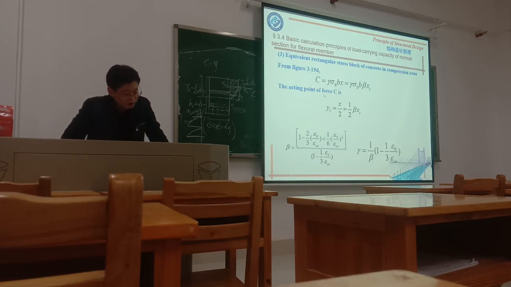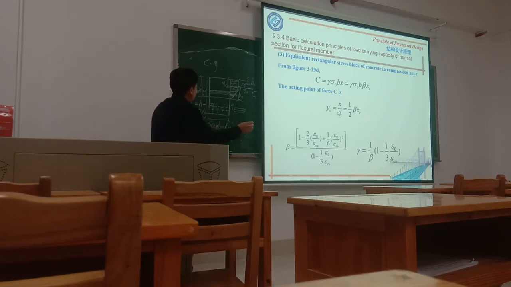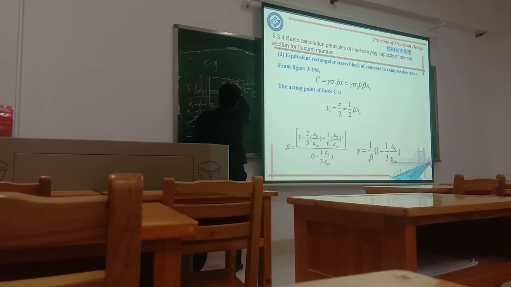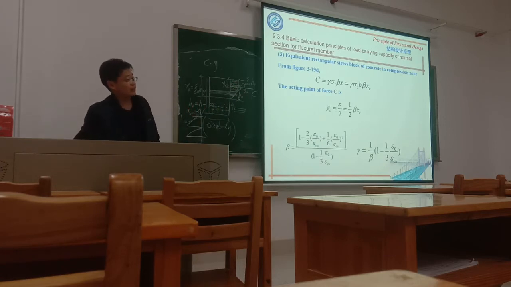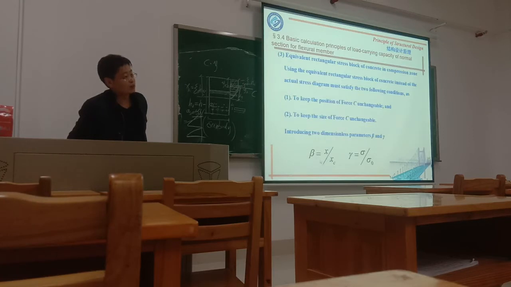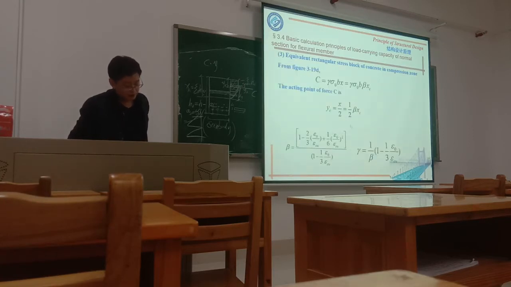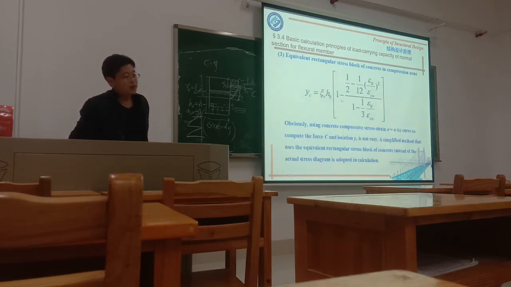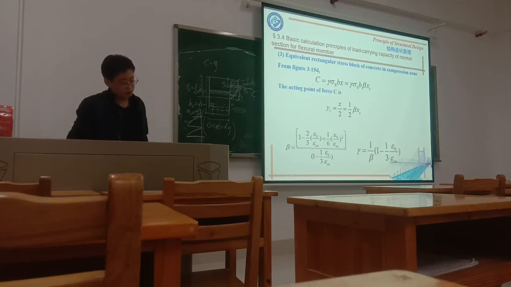And then the action point of the force C: if you use the equivalent rectangular block, of course the action point should be in the middle of the block. So we say it should be x divided by 2, half of x, in the middle, because you use this equivalent rectangular shape. So it equals x divided by 2, equal to beta xc divided by 2. Because over here we suppose x equals beta xc. Then we just replace this into this. Finally, we can get beta equal to those things. And gamma equals this.